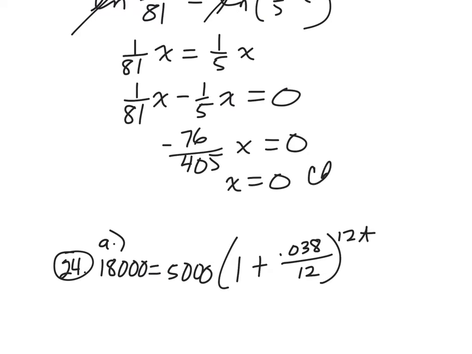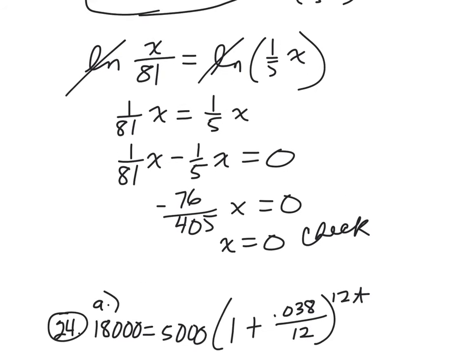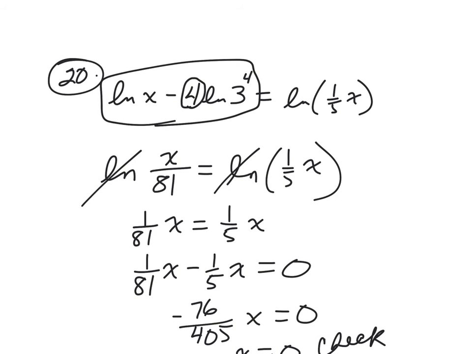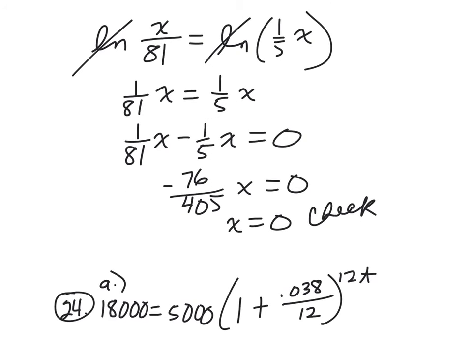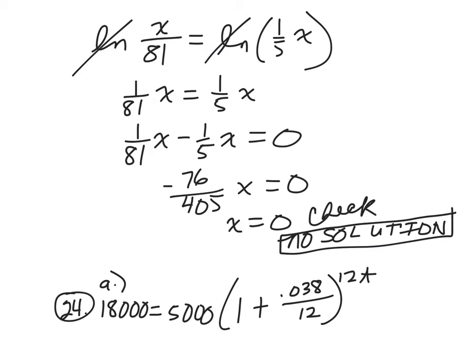Now we need to check that back in, and when we do, that means right here I would have the natural log of 0, which we can't have. You can only take the log of a positive. So what have we learned here? There's no solution. Okay, that takes care of number 20.